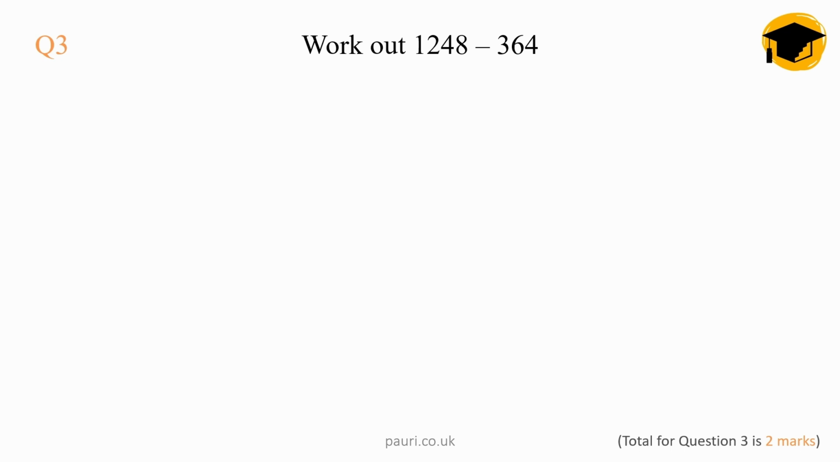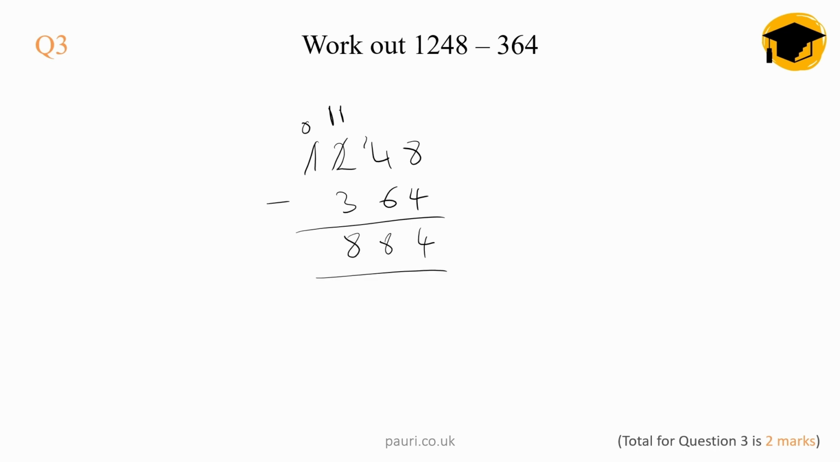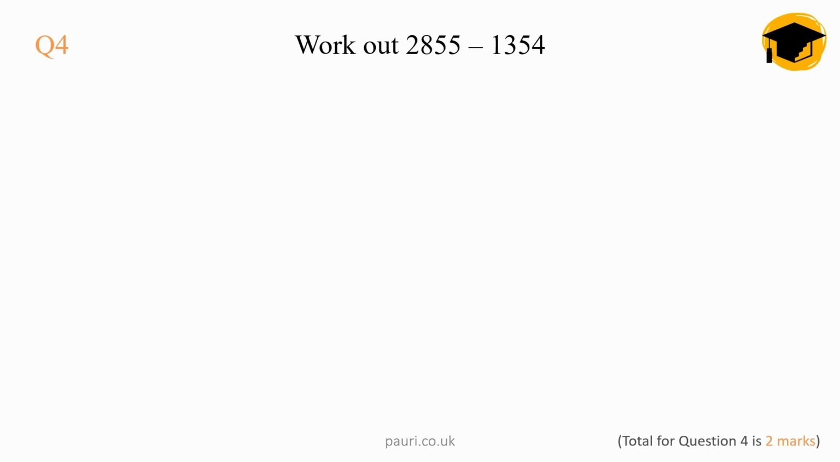Question 3, subtraction. 1248 minus 364. 8 minus 4 is 4. 4 minus 6 we can't do, so we need to borrow from the place value above. 14 minus 6 is 8. 1 minus 3 we can't do, so again we need to borrow from the place value above. 11 minus 3 is 8. Final answer is 884.